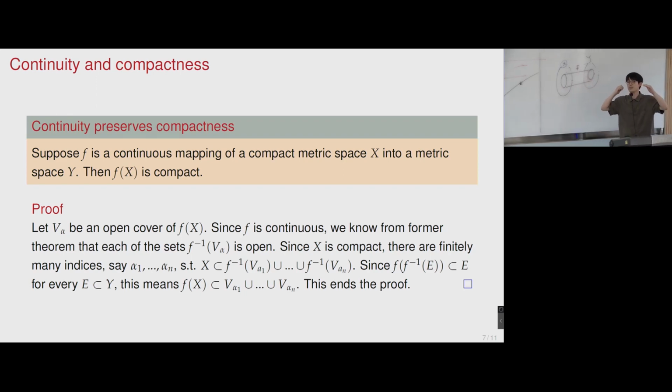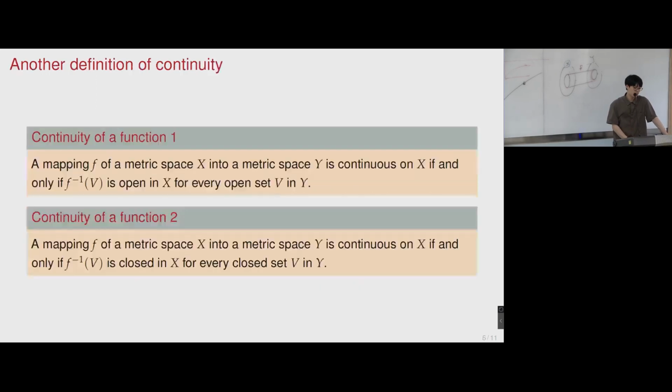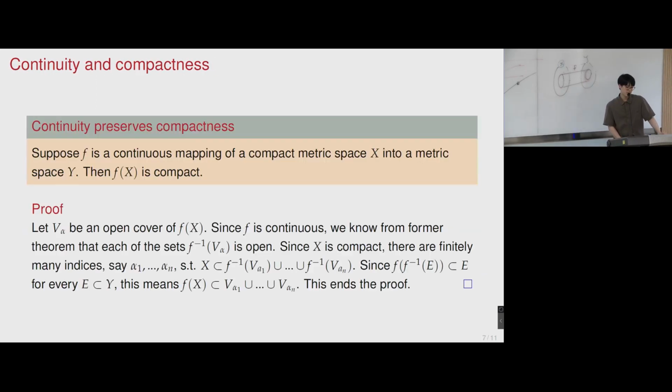That's the definition and the goal we're trying to reach. So we assume that V alpha is a set of all open covers of f(X), right? And since f is continuous, remember this theorem? That's why it's very handy. Because f is continuous, we know from the formal theorem that the inverses of these open sets are going to be open, right? So what we're doing is working backward.